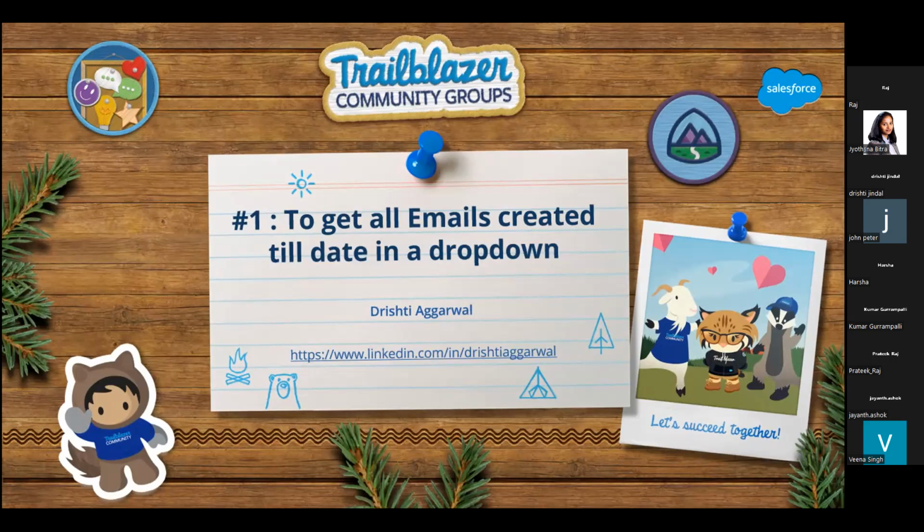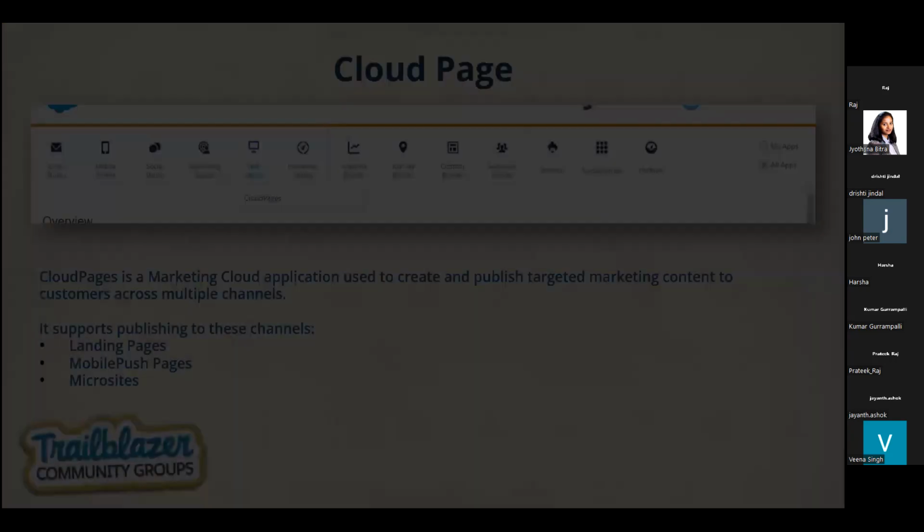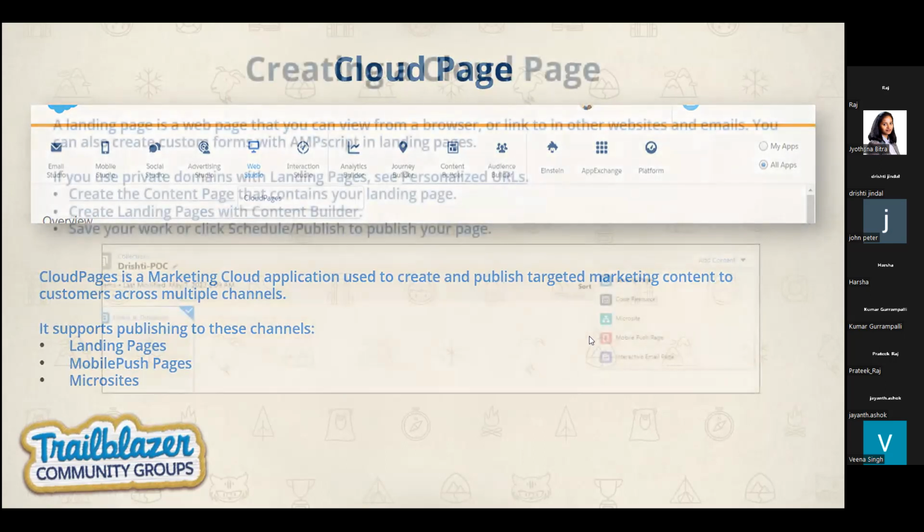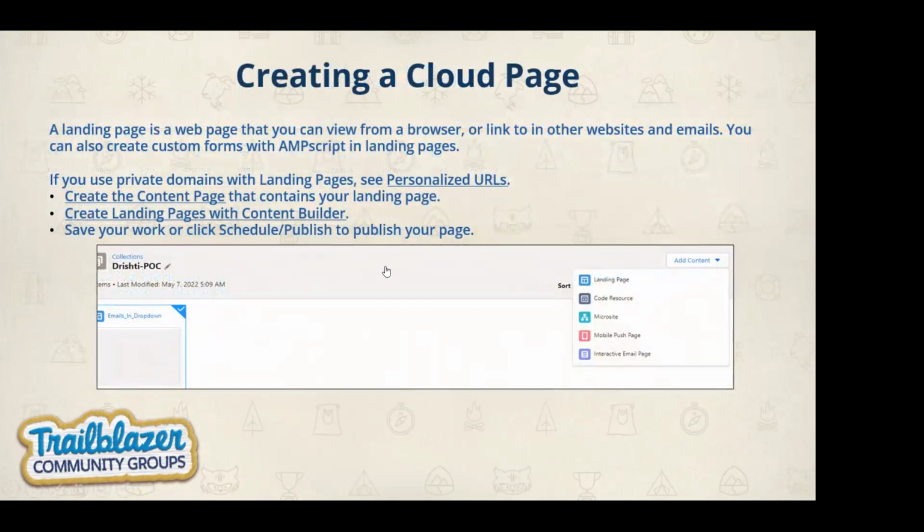First of all, what a cloud page is. A cloud page is where you can host a form, create and publish it, make it available for users to fill out and submit, and capture the details. This is one of the use cases you can use a cloud page for. I will show you how you can create a cloud page. On the dashboard you find the cloud page option, and you can create landing pages, smart capture forms, and mobile push microsites. How do you create a cloud page? You click on cloud page, and after that you will land on a collection page. Let me show you.